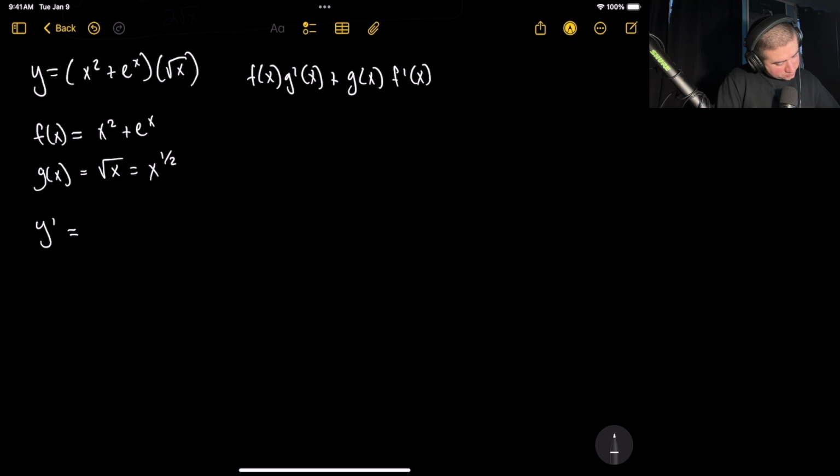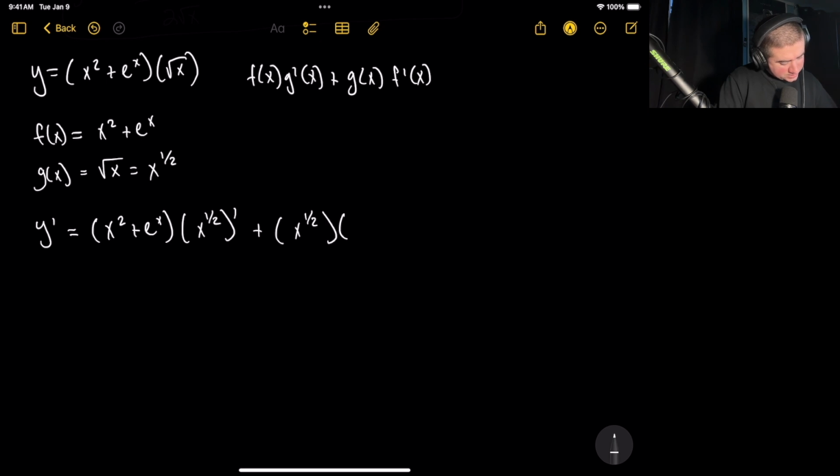We're going to have y prime. Oh, actually, we erased that. All right, so now we'll substitute this into the rule. We have y prime is equal to x squared plus e to the power of x times x to the power of 1/2 prime, plus x to the power of 1/2 times x squared plus e to the power of x prime.